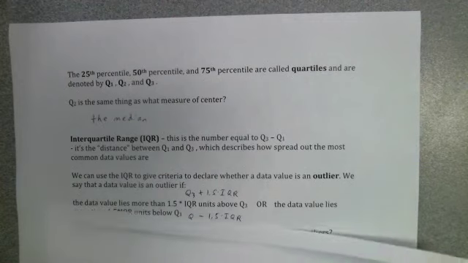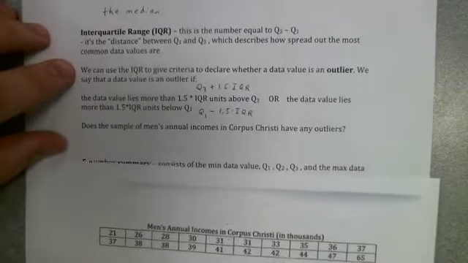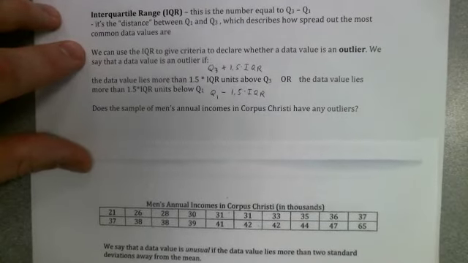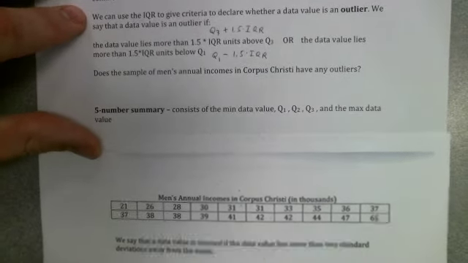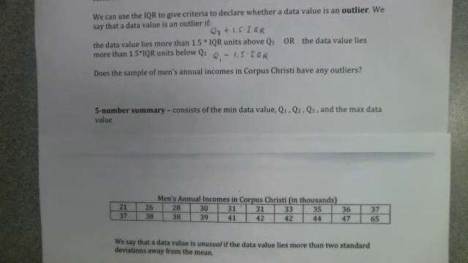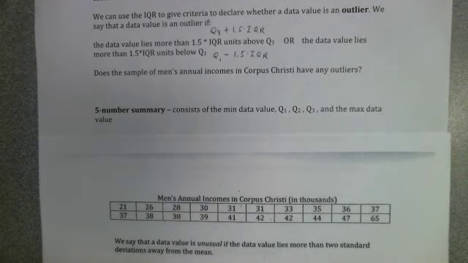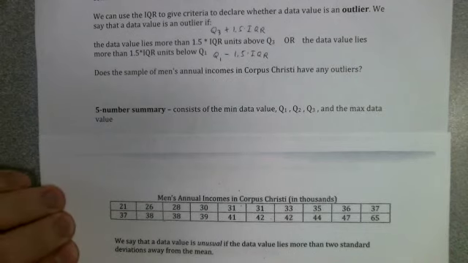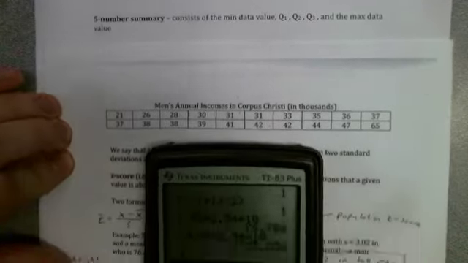Well, those incomes were on the other page. So what I did here is I have listed 20 incomes of men in Corpus Christi. I actually just made them up. That's fine. Now, in order to determine if there's an outlier, we got to find Q3 and we got to find Q1 in order to be able to use our formula. So we got to find the 75th percentile and 25th percentile. Now we could do it by hand. It's a bit of a pain. Our calculator can do it for us.